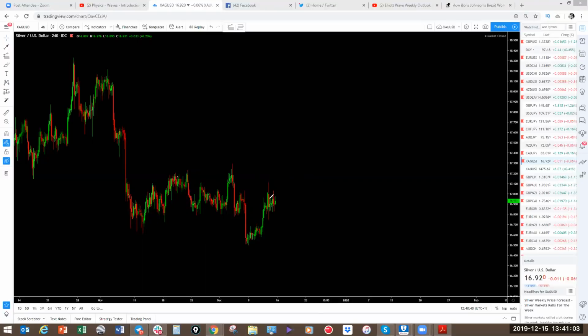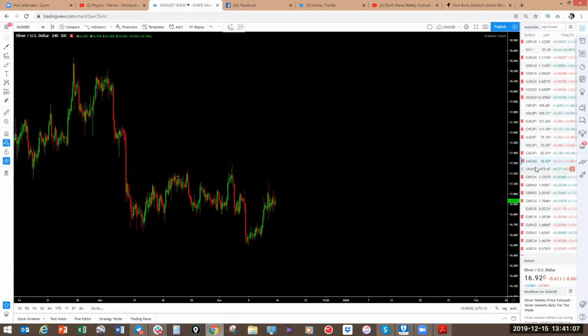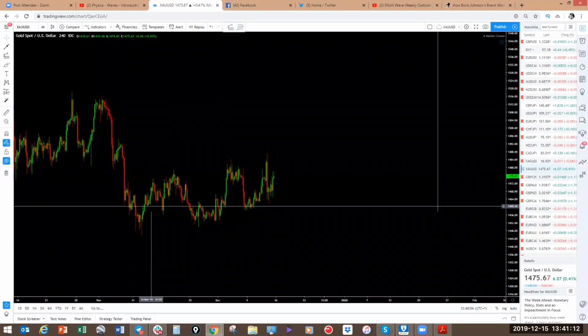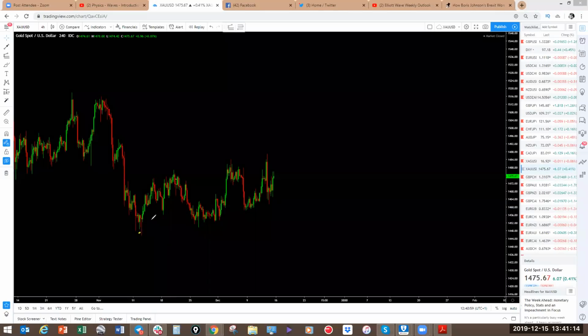So keep an eye. Also, this is also possible. That is silver, gold. You can also predict the structure there. So gold has already started the move down as well. So we've got a move there. You've got this as a running flat there and a move to the upside. Now gold has already done this.